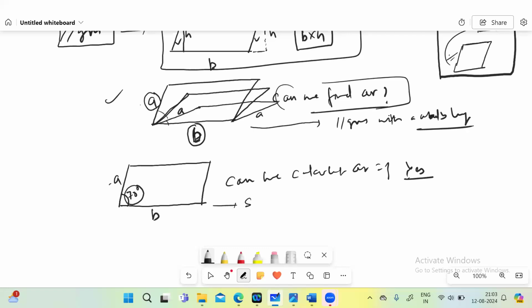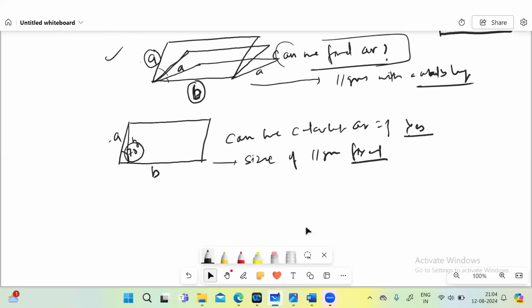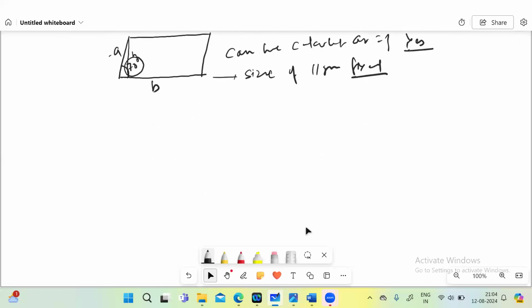Then the size of the parallelogram is fixed. So you actually can calculate the area. Now, how you can calculate the area, that's a different question. But for a DS question where you have just been asked whether we can calculate the area or not, you can. And how you can calculate it, you can actually find the height with the angle also. So we will not be talking about that right now.